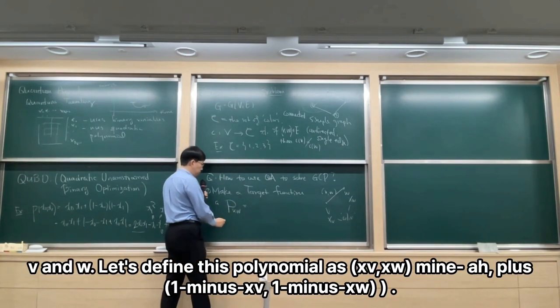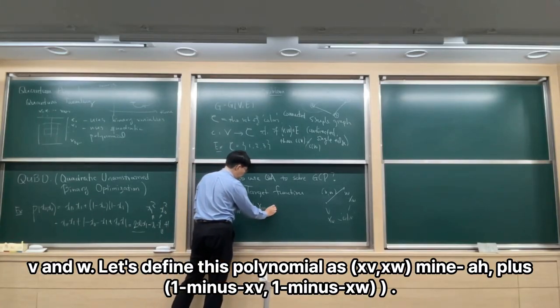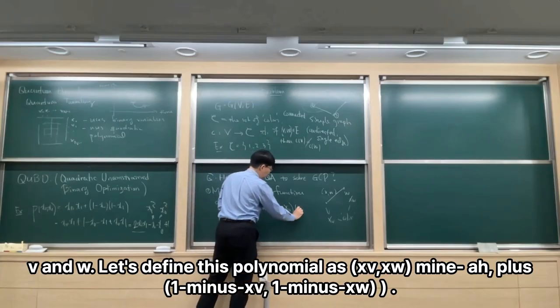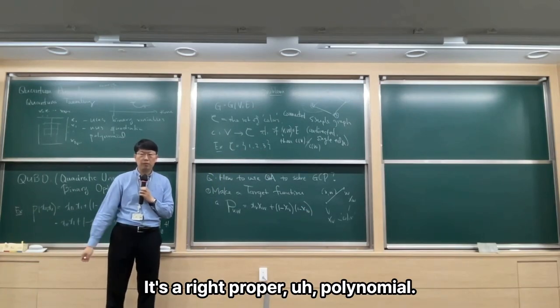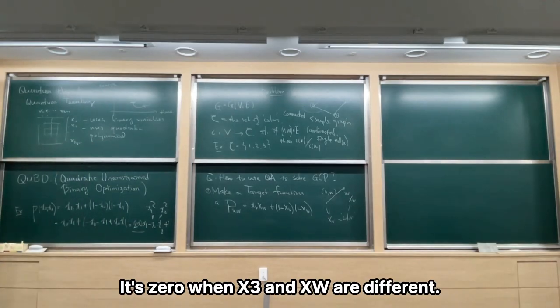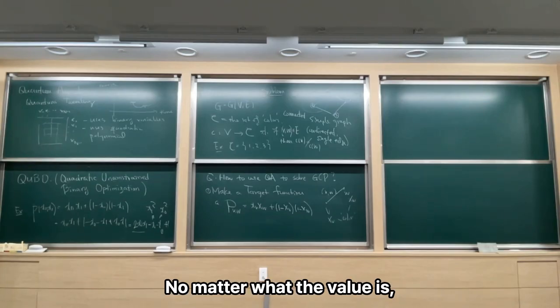Let's define this polynomial as xv xw plus (1 minus xv)(1 minus xw). So now it makes sense, right? It's a proper polynomial. It's 0 when xv and xw are different. It's 1 when xv and xw are the same. No matter what the value is, I just want that, right?